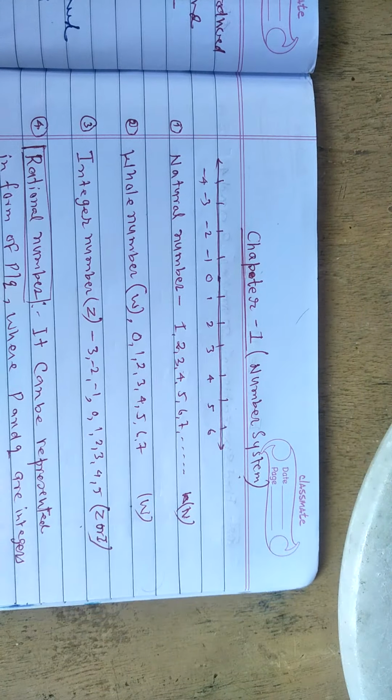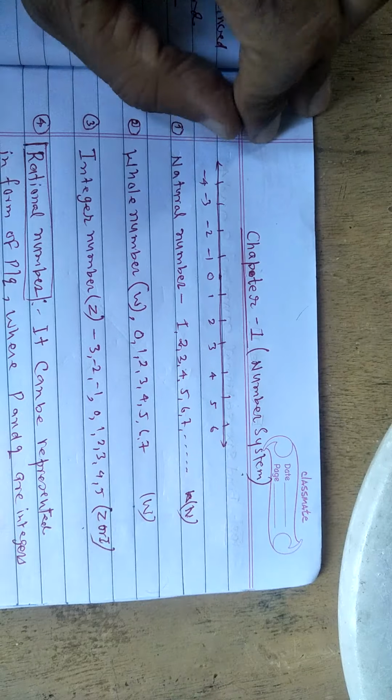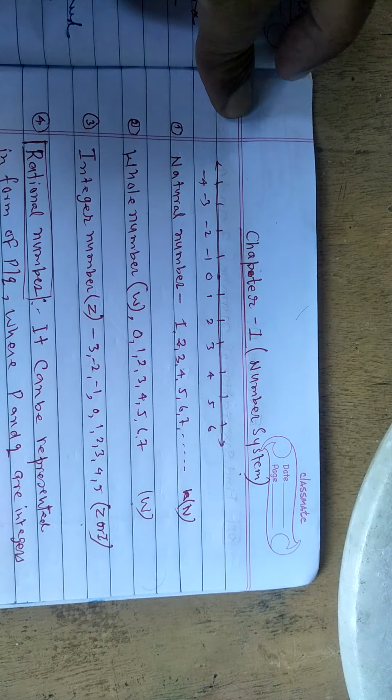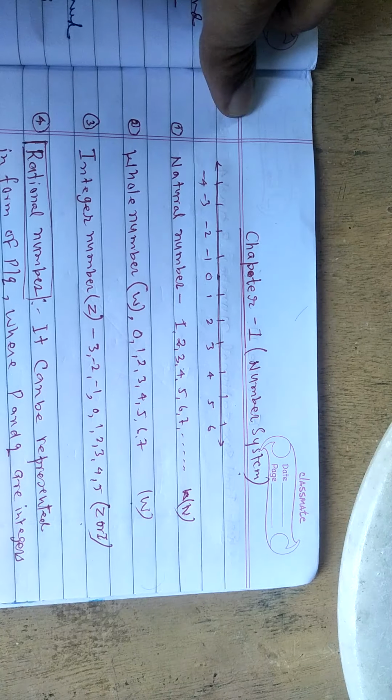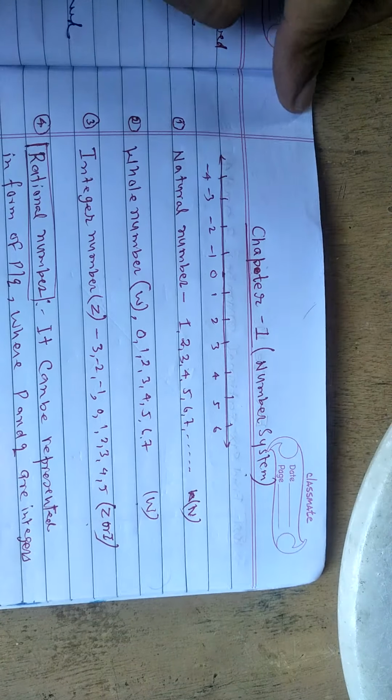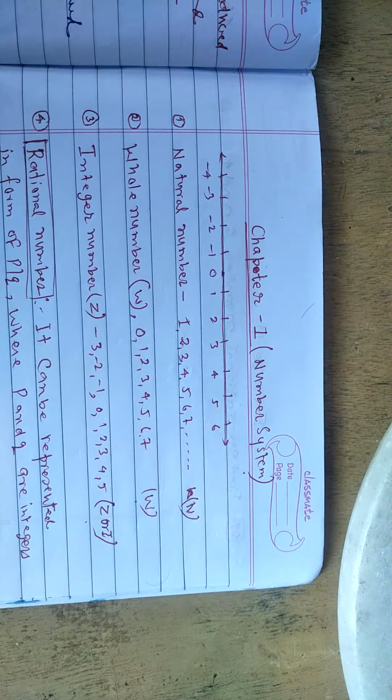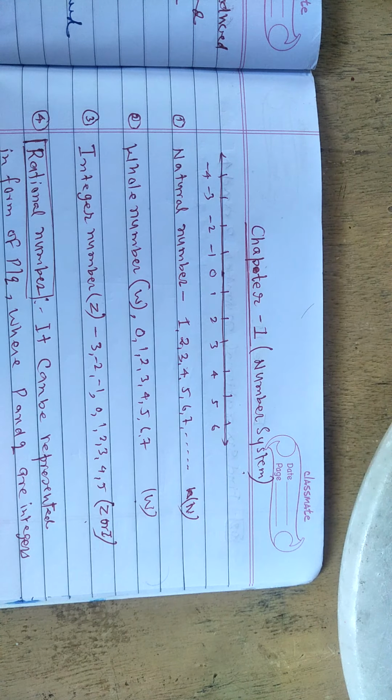In this video we are going to discuss Chapter 1 of Class 9 NCERT, Number System. So we are starting with the number system. The number system started from 1, 2, 3, 4, 5, 6. It is called a natural number.